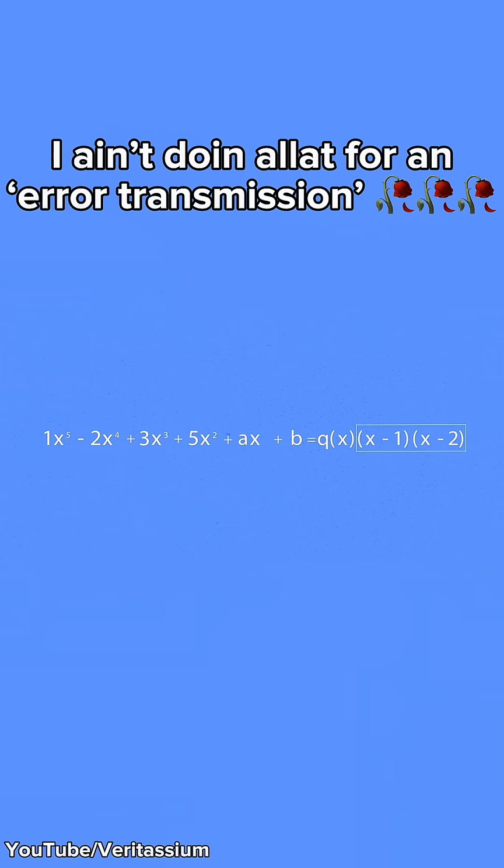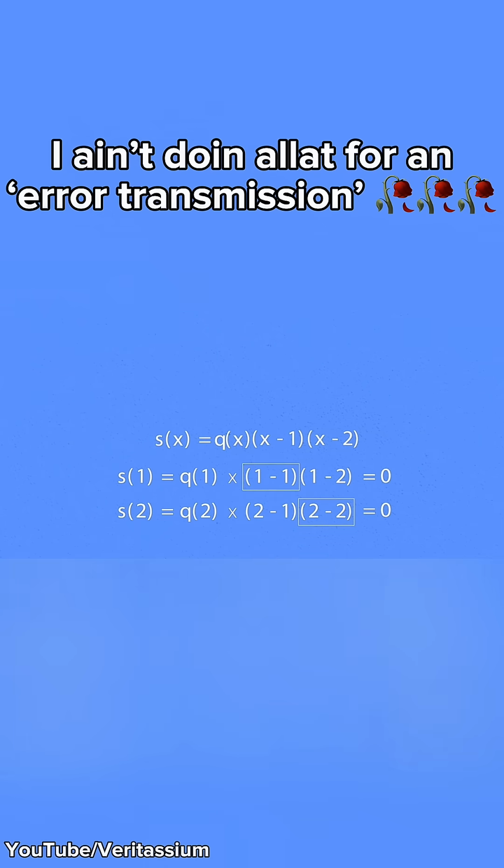Now we can set these last 2 terms to be x minus any number, but for simplicity, let's say we pick 1 and 2. That way, when you receive my polynomial, you know that if you plug in x equals 1 or x equals 2, you should get 0 for both, because that's how I constructed the polynomial. And if you don't get 0, you know there has been an error in transmission.